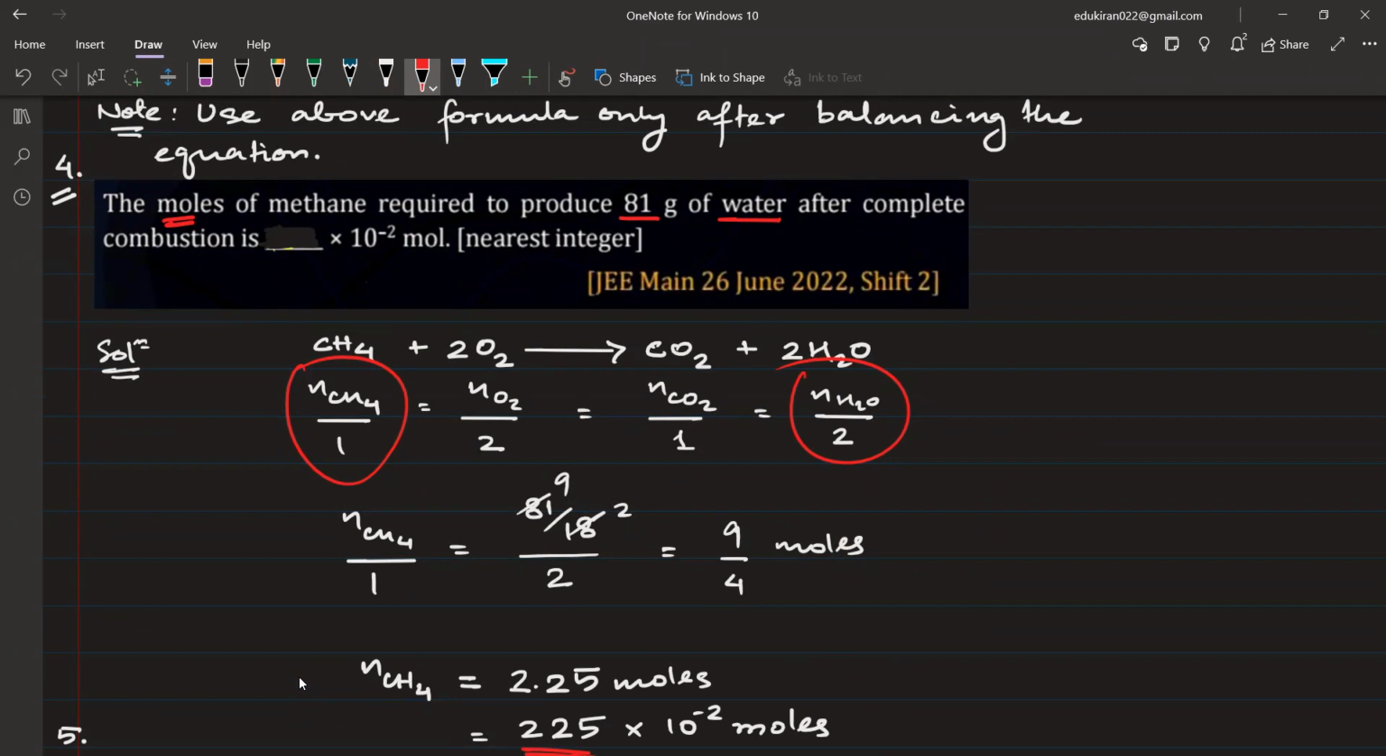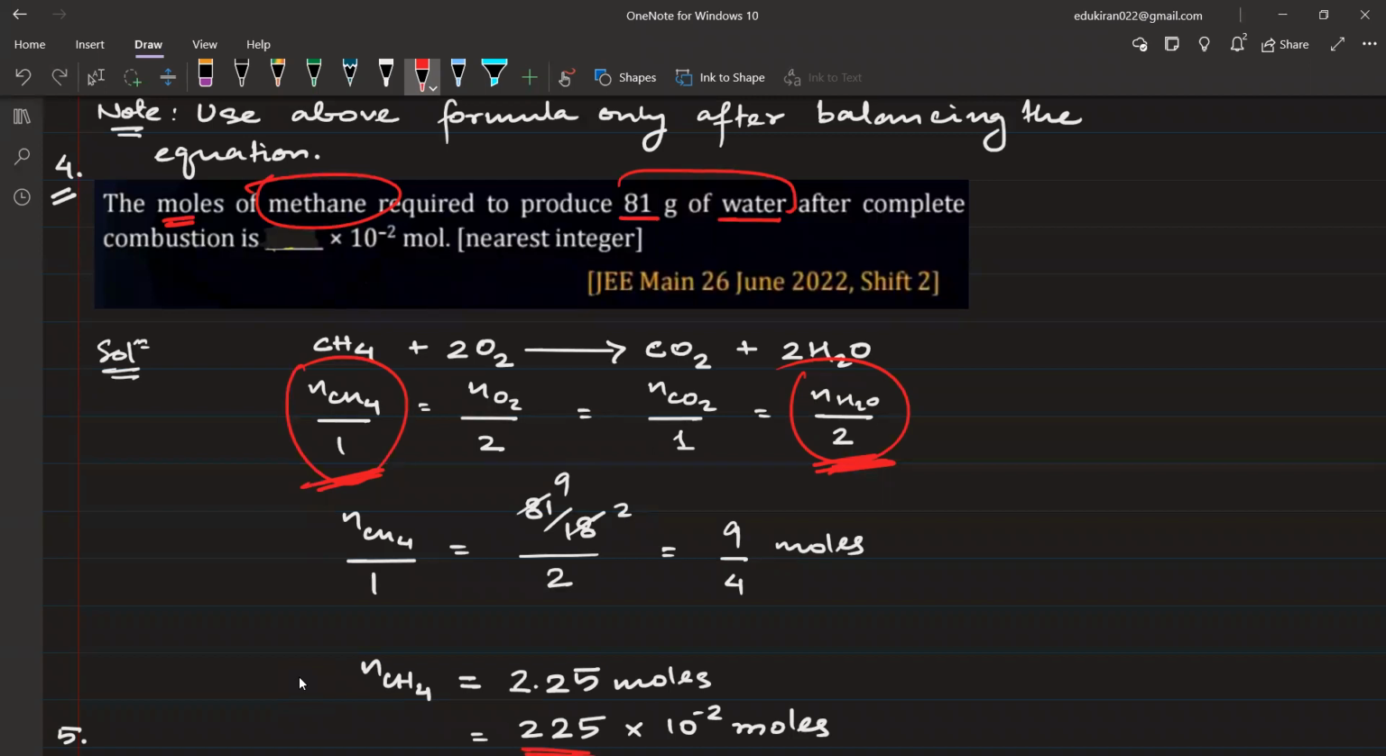Now, since I have to only deal with CH4 and H2O, because they have given the amount of H2O and asked for CH4, methane is asked and H2O is given. So I will only use this equation and this equation. So number of moles of CH4 will be equal to 81, that is given mass upon molar mass of water. This amount is going to give you the number of moles. Is divided by 2, that is the stoichiometric coefficient.